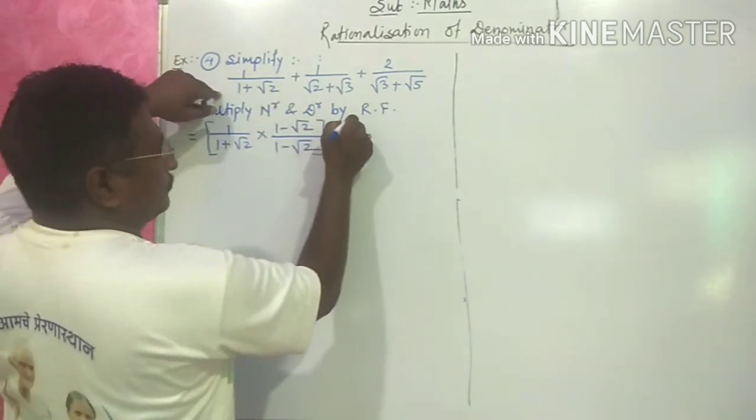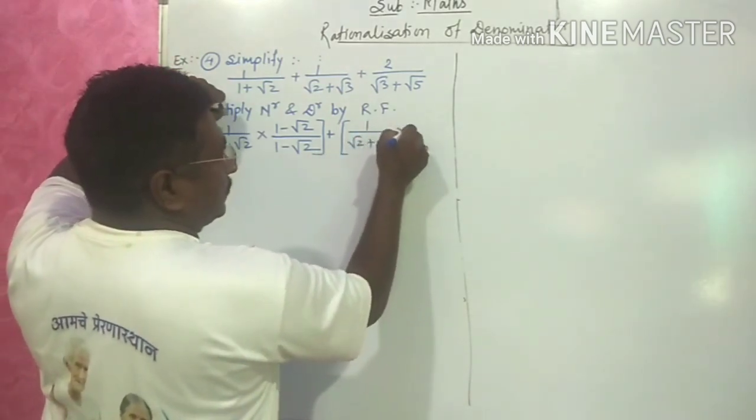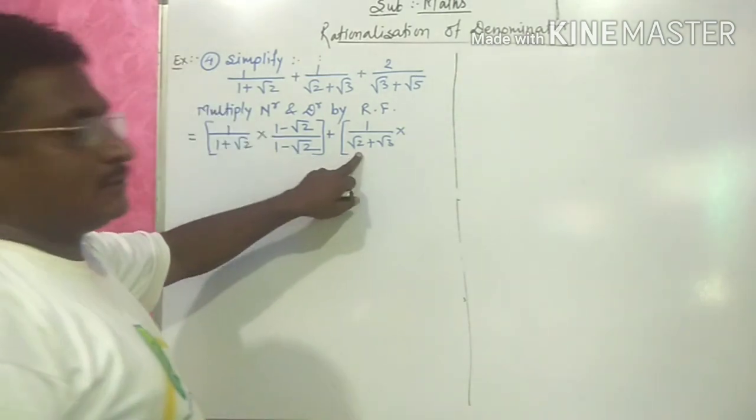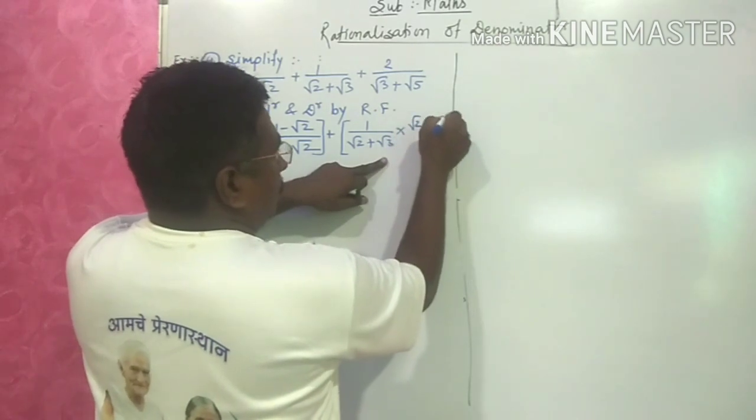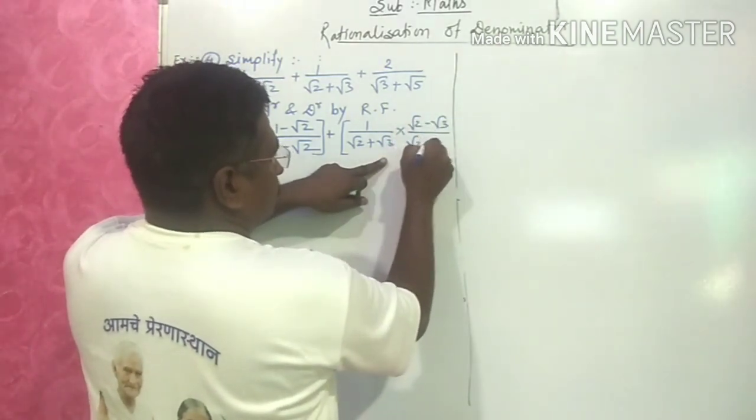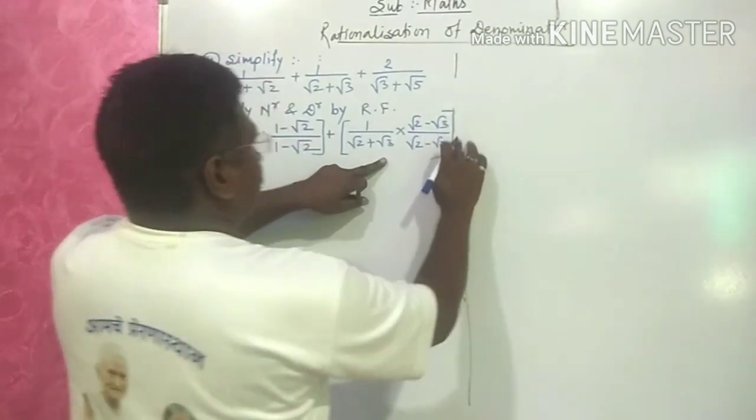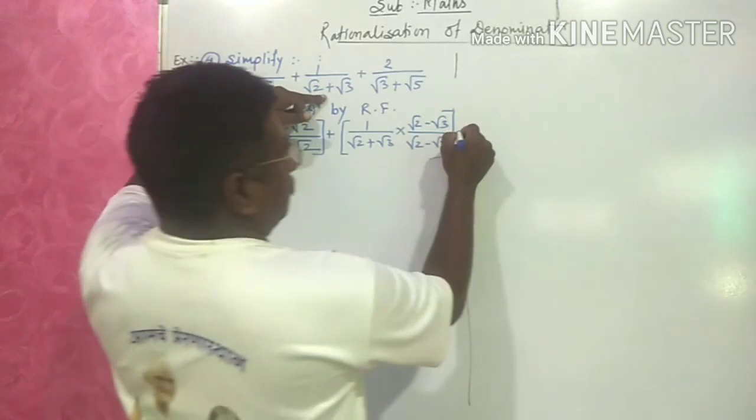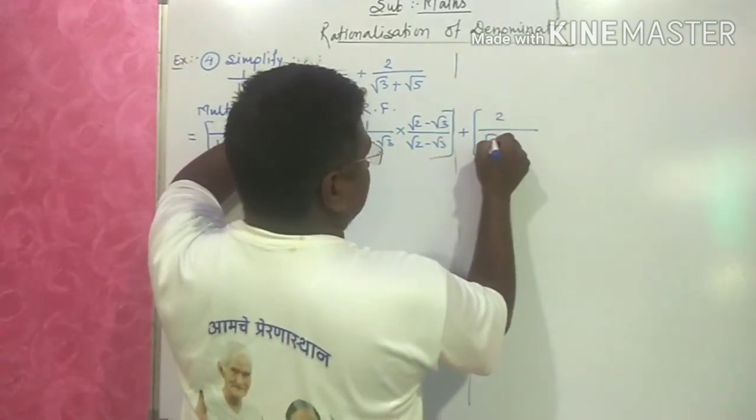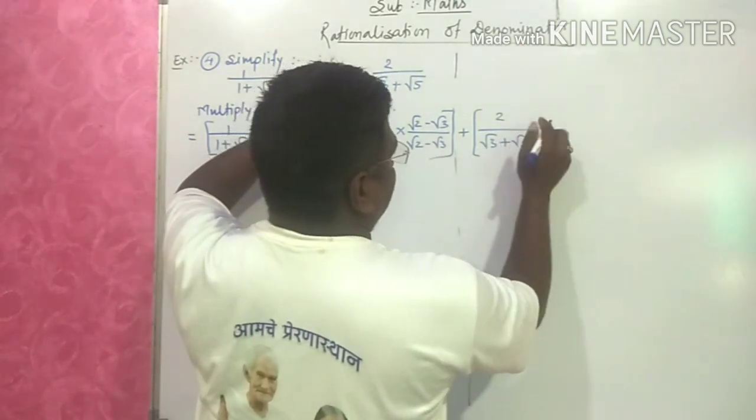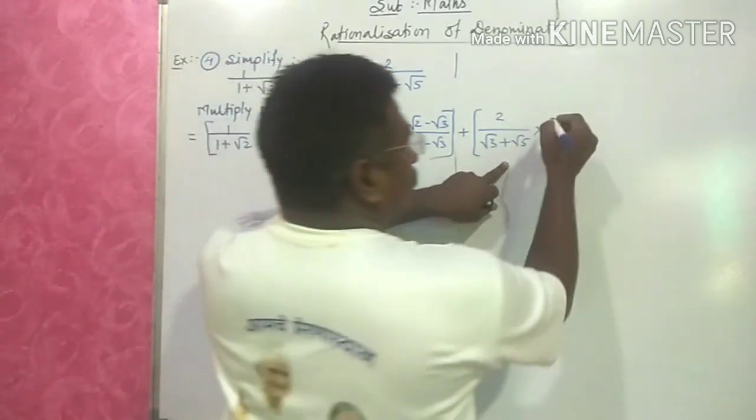Now second term, 1 by root 2 plus root 3. What is the rationalizing factor of this? Root 2 minus root 3. So this is the second term. Now plus third term, 2 by root 3 plus root 5. What is the rationalizing factor of this third term? Root 3 minus root 5.